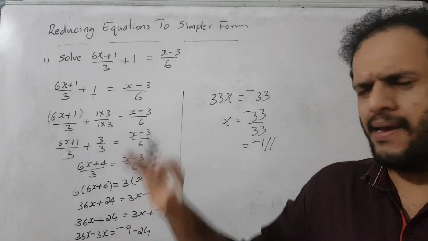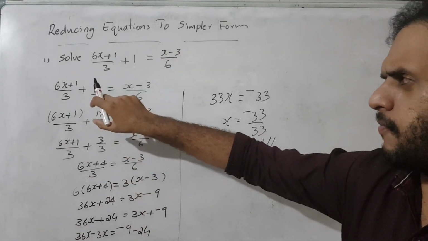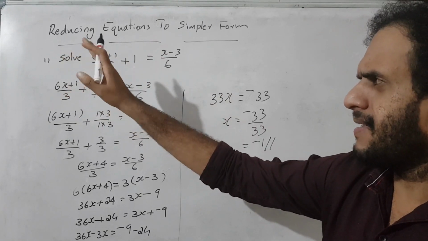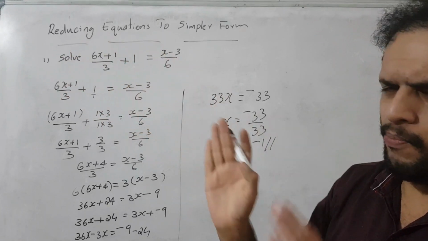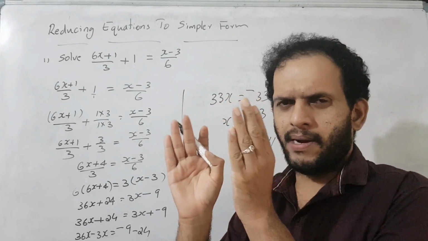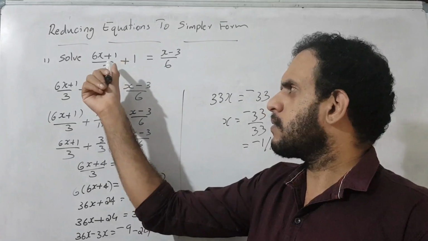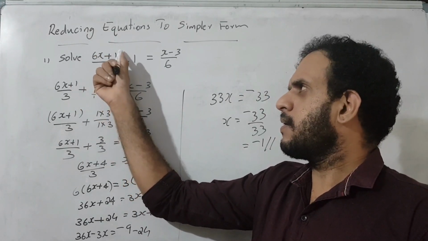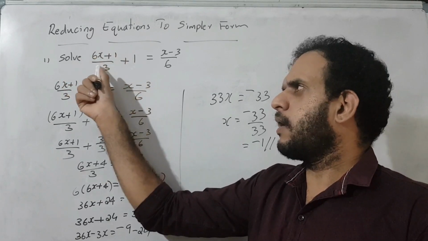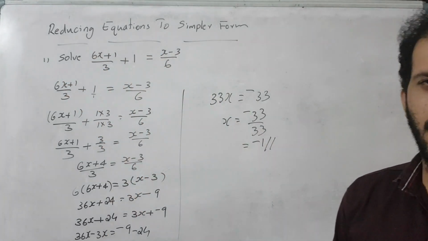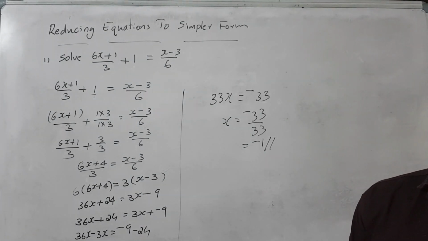Okay, everything is the same, only the difference is in the first step. What is that? Here it is not possible to transpose first, to keep the variable containing term and the non-variable containing term on separate sides. Because why? Because the whole of 6x plus 1 is together divided by 3, and here x minus 3 is together divided by 6. It is not separately divided by the numbers.